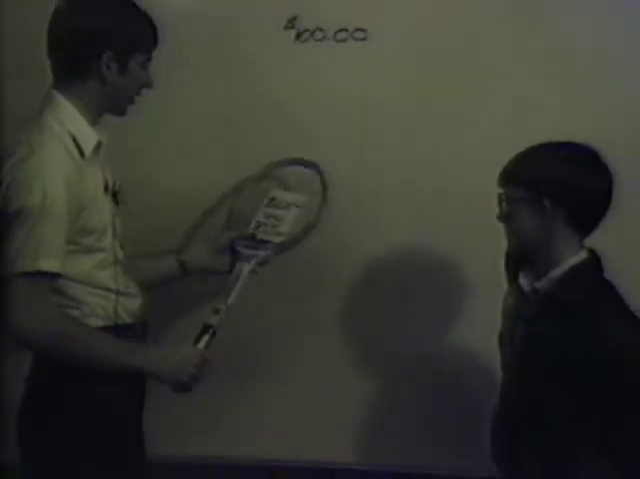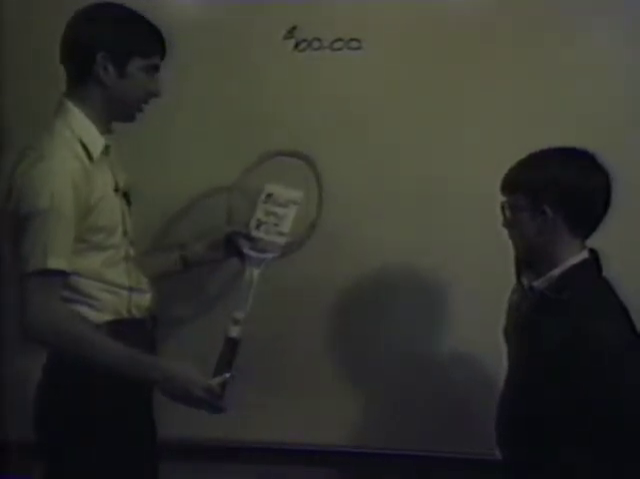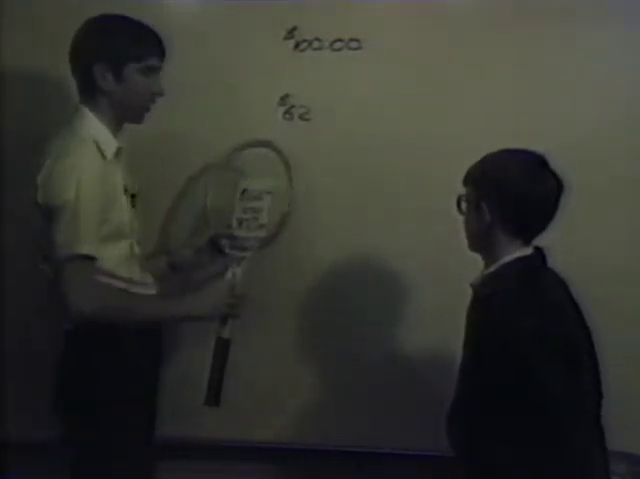As you can see, this is a $62 racket regularly, but for our spring sale, we've got it 30% off. Do you know what that would be, Darren? I'm not sure. Okay, let me show you how to figure out a discount. The price is $62 and 30% off. There are a couple of ways we could do that.